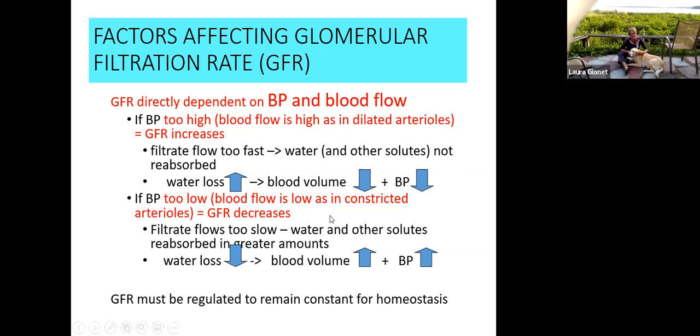If blood pressure is too low, where blood flow is low, as in a constricted afferent arteriole, then the GFR decreases. Right, so now we have a slow moving conveyor belt, fluid moving slowly through the nephron. Right, filtrate flows too slow. Water and other solutes are reabsorbed in greater amounts. Sorry, that blue arrow is a little high. And that then produces water loss decreases, which means water absorption increases. Right? So that translates into increased blood volume and blood pressure. GFR must be regulated to remain constant for homeostasis.